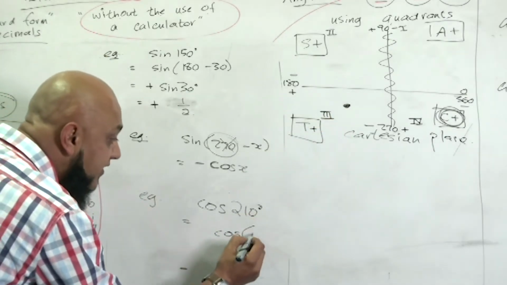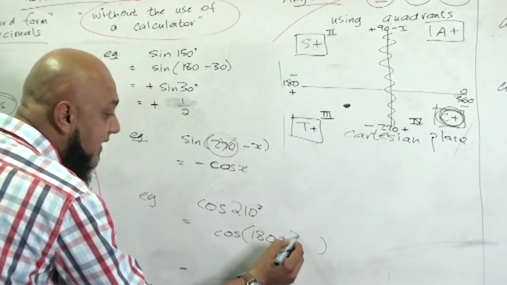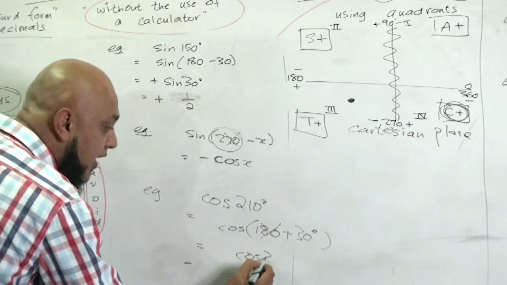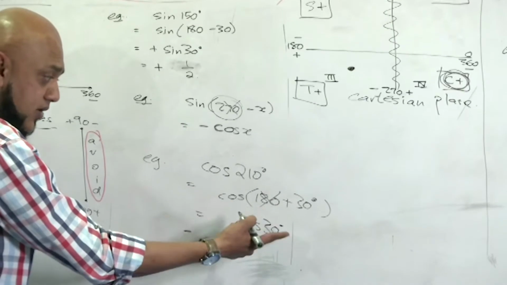So now we're going to say 180 plus. 180 plus how much will give me 210? 30 degrees. So now the quadrant falls away. We're left with cos 30. We've reduced it from 210 to 30 degrees using our quadrant.